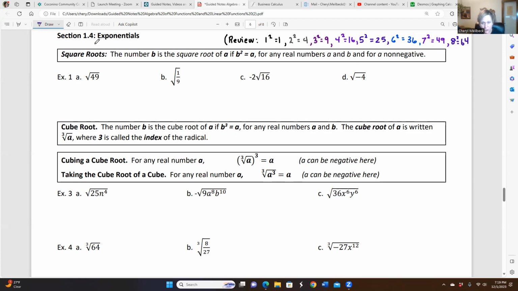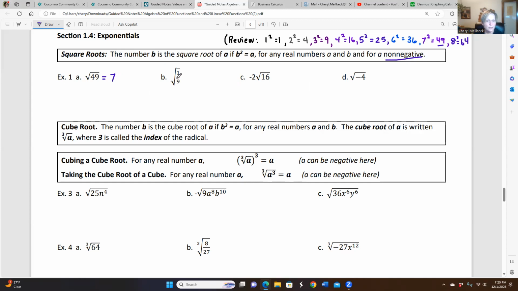So the square root is going the other direction. If we want the square root of 49, we go over here and we see that the number b is a square root of a if b squared equals a for any real numbers a and b, and a non-negative. So what's inside the root needs to be positive. But here, if we have the square root of 49, we know that 7 squared is 49, so the square root of 49 is 7.